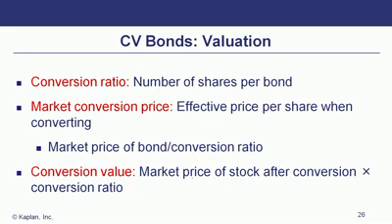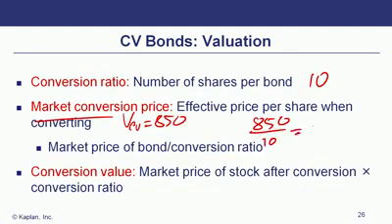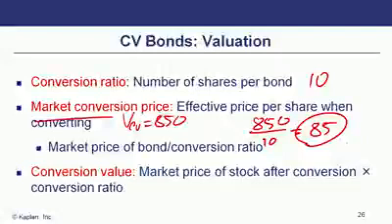So the conversion ratio, that's just the number of shares that you would get if you turned your bond in. So I'm going to say that's 10. We'll just build a little example as we go through. The market conversion price, that's the effective price per share when converting. So it's just the market price of the bond divided by the conversion ratio. I'm going to say that the value of the CV bond is equal to 850. So for the market conversion price, I'm going to take 850 and divide it by 10. That says that if I bought the bond and immediately converted, it would be like buying the stock for $85 a share. That's all it is, market conversion price.